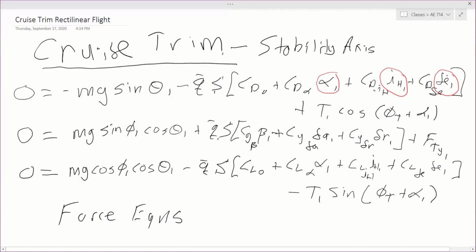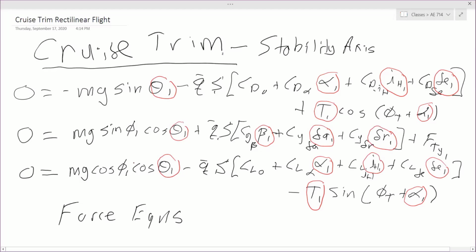are these things, because we can fly at any angle of attack we want. We can set IH, we can set delta E, beta, we don't know. We could fly at any beta. We can put the aileron and the rudder wherever we want. And the thrust, we can set the throttle. So there's unknowns everywhere. Theta is an unknown. Bank angle is an unknown because we can fly at whatever bank angle we want.